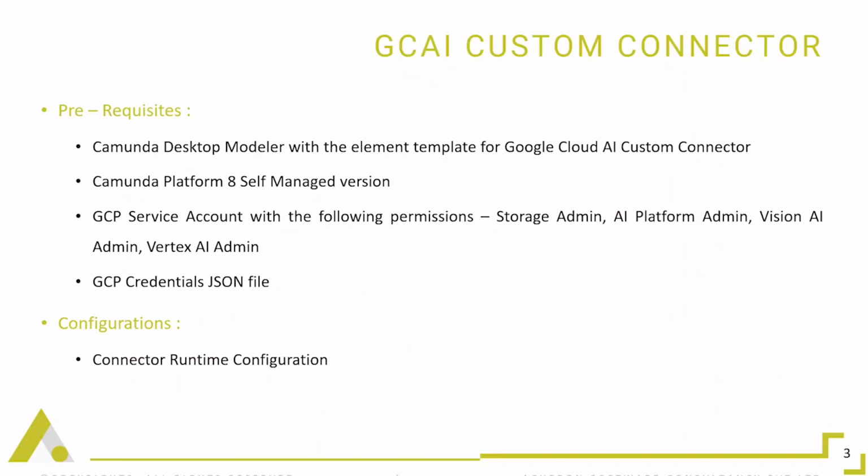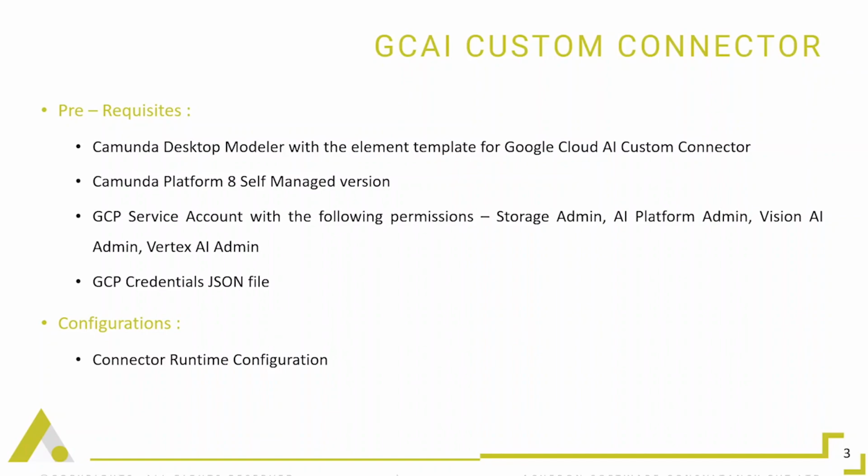Moving forward, we have some prerequisites that need to be fulfilled before we explore the possibilities of our Google Cloud AI connector. First, we need to have the Camunda desktop modeler installed, and the GCAI connector's element template should be placed in the appropriate folder for the Camunda modeler to render it. Next, we should have the Camunda Platform 8 self-managed version hosted locally.